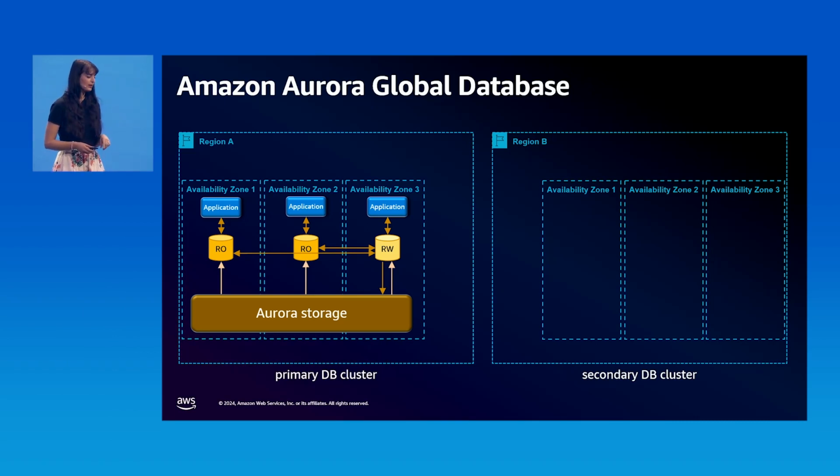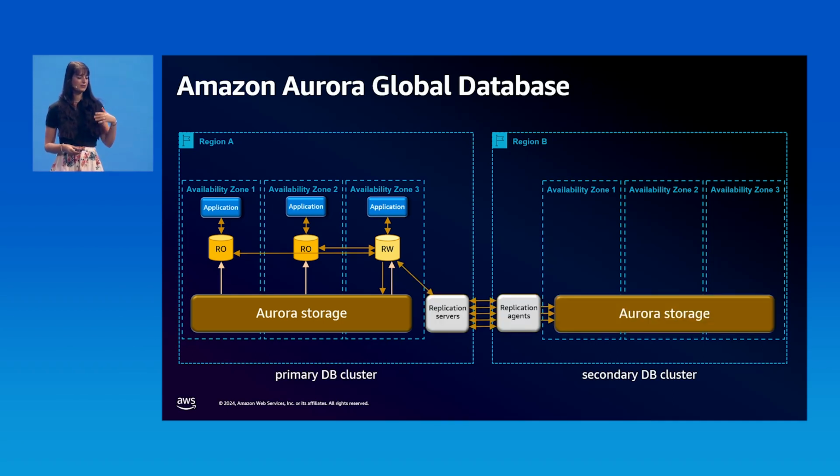Let's look at this. So we have region A. It's a very similar setup to what we saw before. And what we now do is we add or just enable that second region, secondary database cluster. This means that now you get those replication servers and those replication agents, and those are going to replicate the data over to the second region for you. We actually have a service level objective of replicating your data in under 1 second.